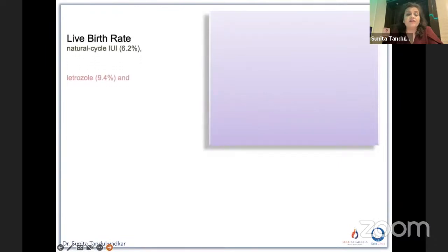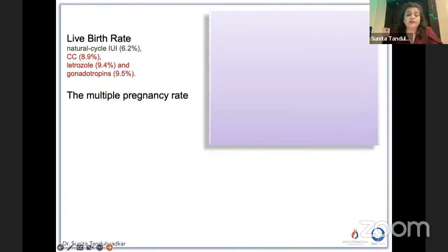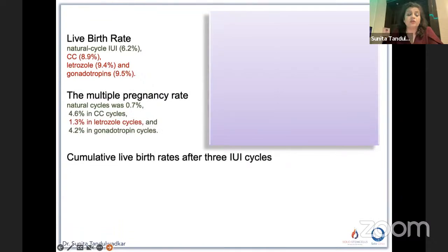In natural cycle, of course, it will be lower than with letrozole, clomiphene, or gonadotrophin. All the three are similar. The multiple pregnancy rate in natural cycle, of course, was less than 1%, but in their study even letrozole was as good as a natural cycle. And as I told you, natural cycle IUI is very, very difficult to do, to time the ovulation.